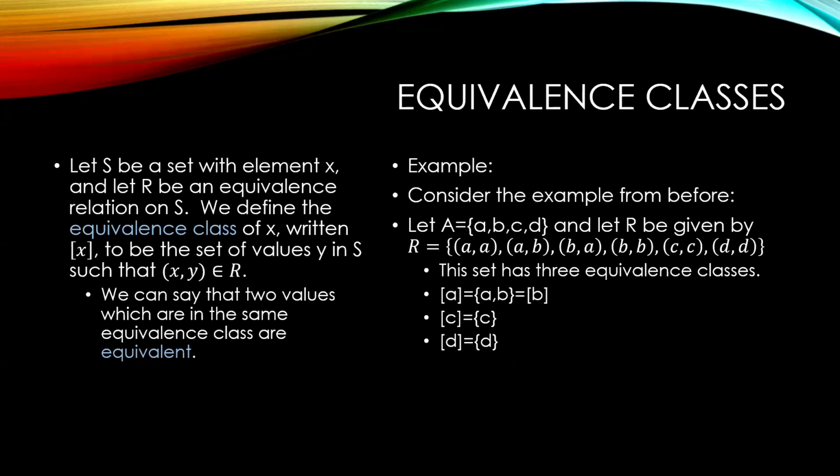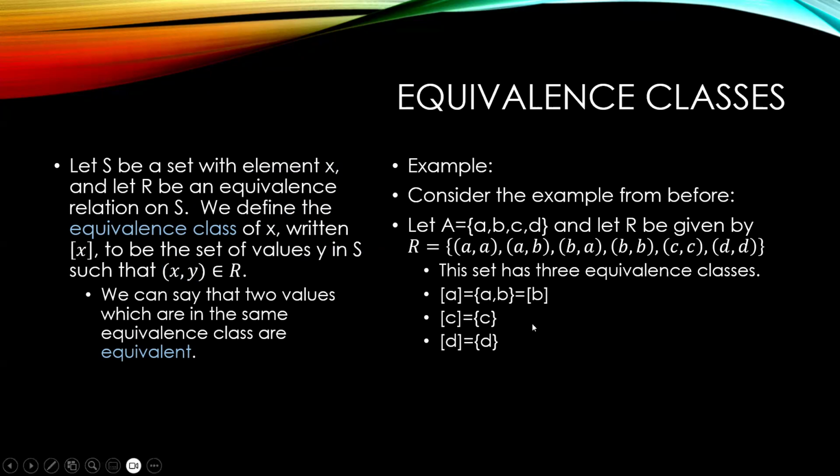With this idea of equivalence relations, what this is all leading to is the idea of equivalence classes. How do we define when things are equal? We define things as being equal in terms of these equivalence classes. Let S be a set with element X, and let R be an equivalence relation on S. We define the equivalence class of X, written X in brackets, to be the set of values Y in S such that XY is an element of R. We can say that two values which are in the same equivalence class are equivalent.